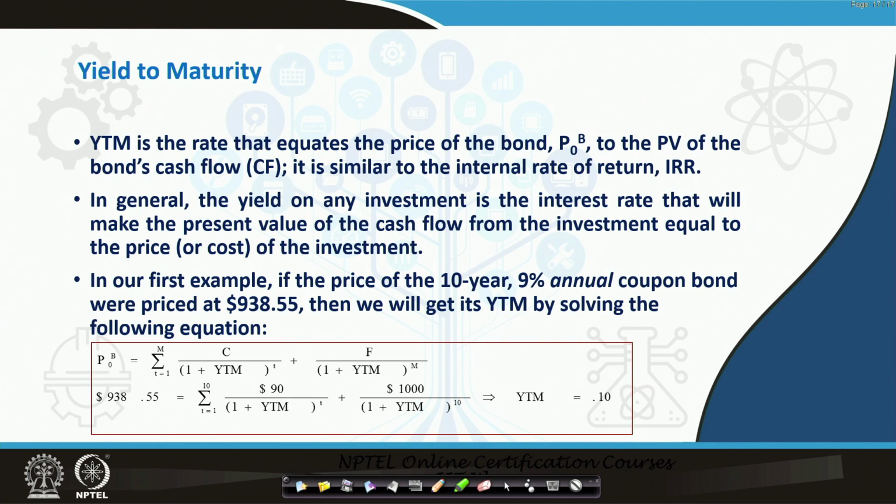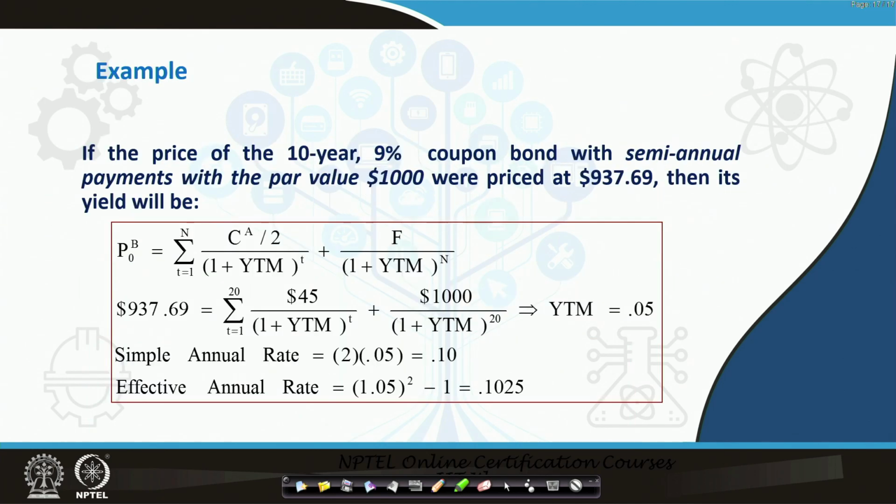But the question here is, it is relatively difficult to calculate that. Why? Because it has to be calculated on a trial and error basis, which will exactly equalize the present value of the cash flows with the market price, which has already prevailed in the market.